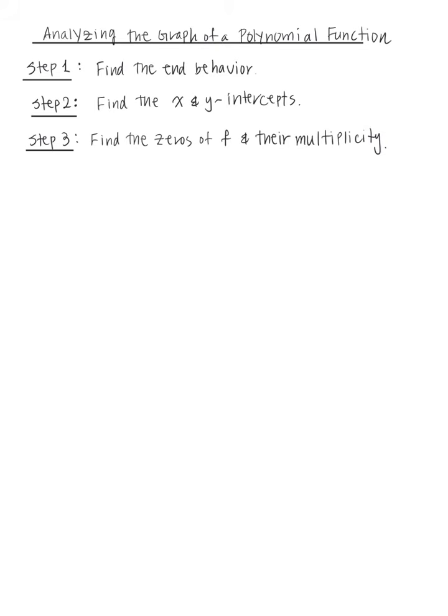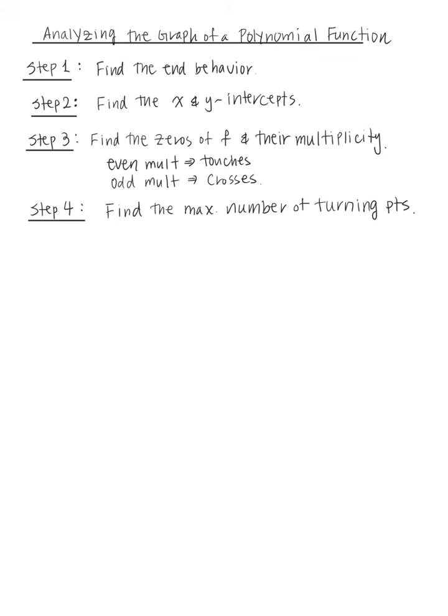Now remember, if it's even, it touches. If it's odd, it's going to cross. Step 4, find the maximum number of turning points. And finally, step 5, use steps 1 through 4 to draw a complete graph of f. And if you need an additional point to graph it out completely, feel free to do that.